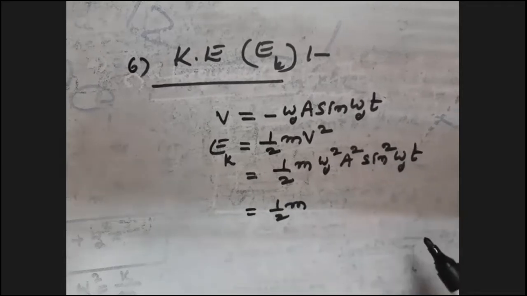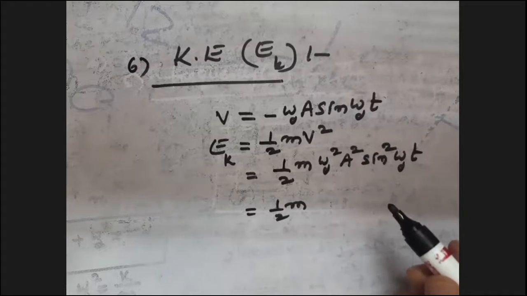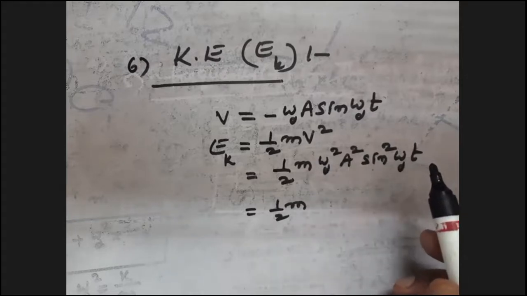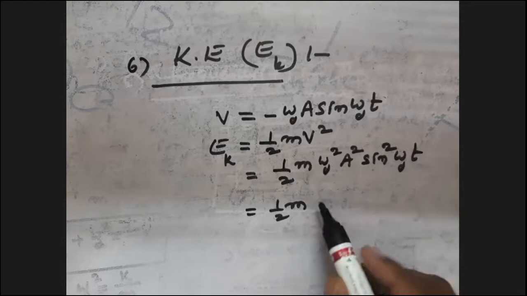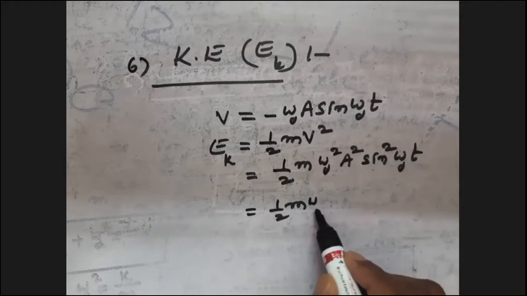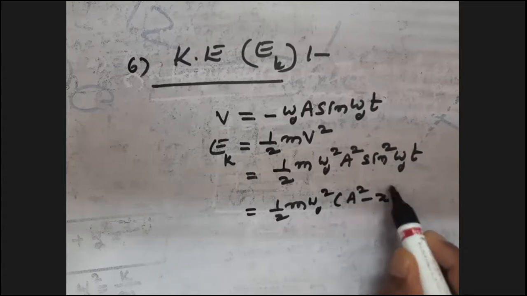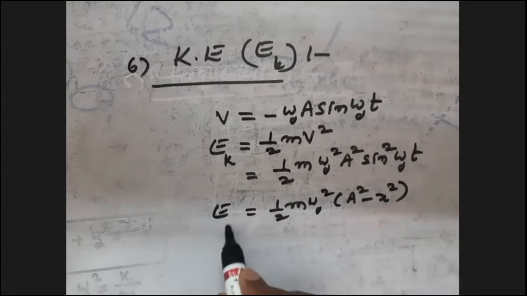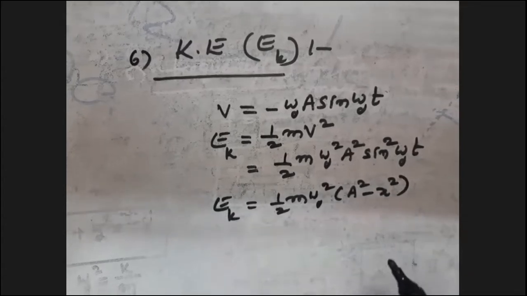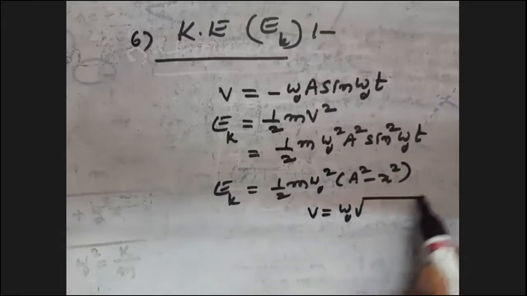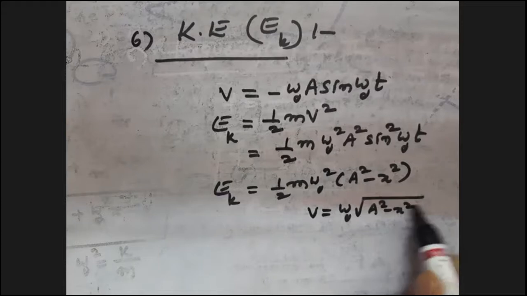Or we have the velocity expression in terms of the displacement. What is that? v equal to omega naught root of A square minus x square. So substituting that, we get half m omega naught square into A square minus x square. This is the expression in terms of displacement. There we substituted v equal to omega naught under root A square minus x square, and then we got this expression.